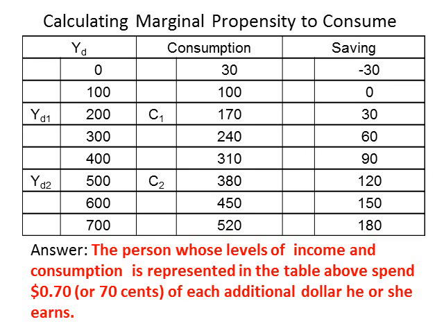The final thing that we need to do to finish this problem is to interpret our results. The interpretation of the result is that this person, whose levels of income are illustrated in the table above, spends on average 70 cents of each additional dollar he or she earns.